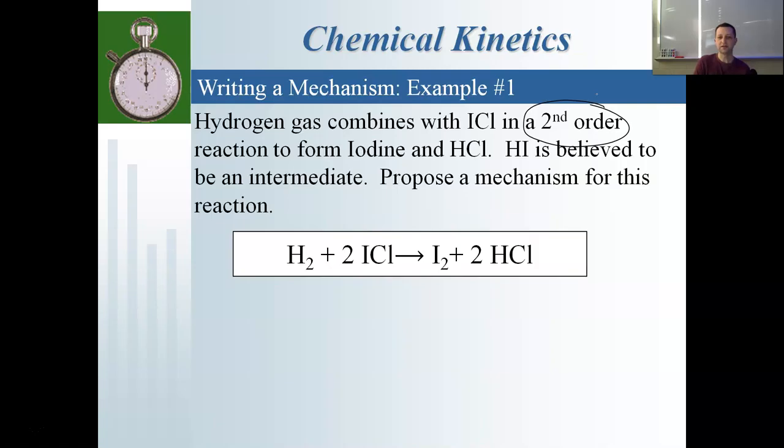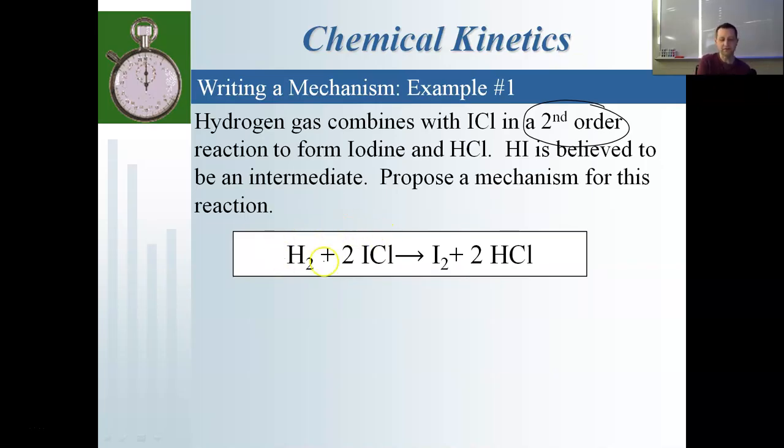You have H2 plus 2 ICl yields I2 plus 2 HCl. Now if you look at this, if you wrote the rate law for this overall reaction, you're going to have rate equals K times H2 times ICl squared. And that is going to give you a third order chemical reaction and a third order rate law. It says here, hydrogen gas combines with ICl in a second order reaction. So it tells us that this is not going to happen as is. This has to be a multi-step reaction here.